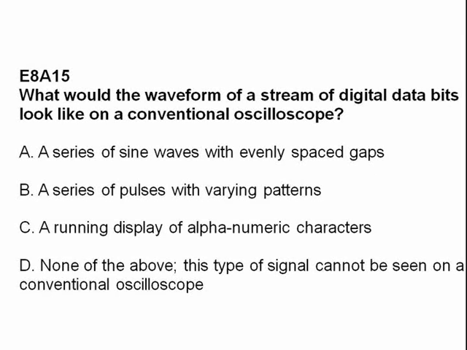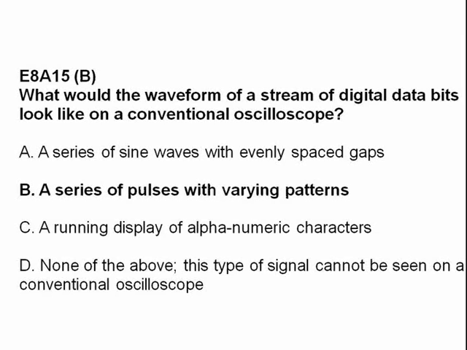What would a waveform of a stream of digital data bits look like on a conventional oscilloscope? A, a series of sine waves with evenly spaced gaps. B, a series of pulses with varying patterns. C, a running display of alphanumeric characters. Or D, none of the above. This type of signal cannot be seen on a conventional oscilloscope. The answer is B, a series of pulses with varying patterns.